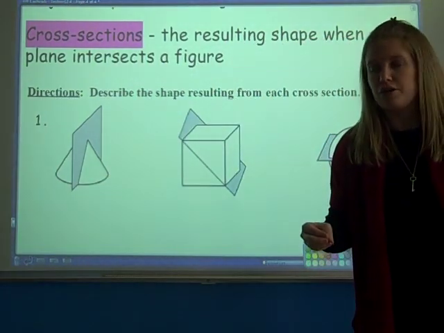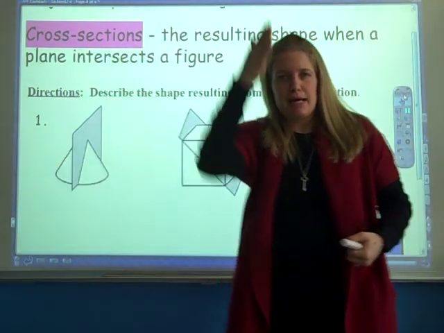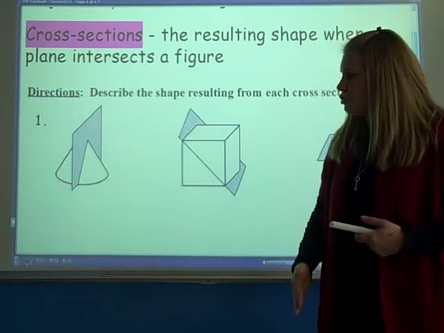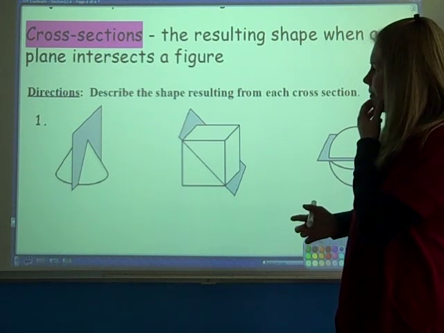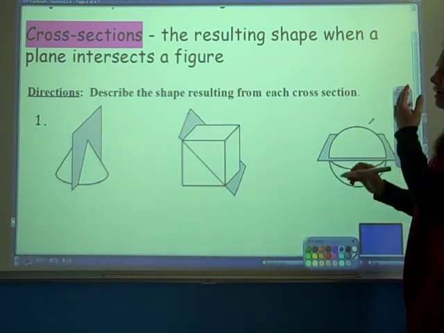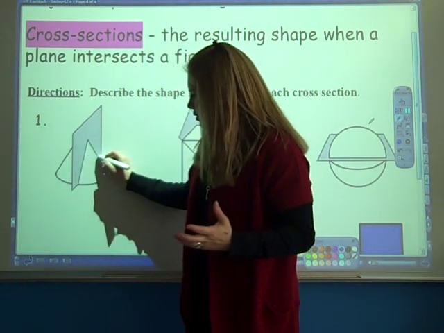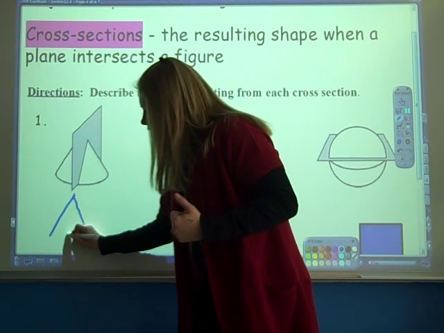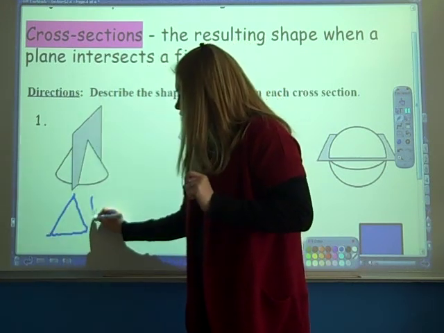You do not have to draw them in your notes. This would be a cone, and we're going to be cutting a plane right through it. And if we cut right through it, what kind of shape would we see is basically what that's asking. You have to visualize what this is going to look like, and this should look like a triangle when you cut it. So if you cut right down and then looked at the shape that was remaining, this would be a triangle.